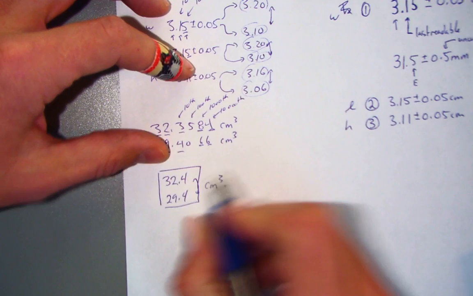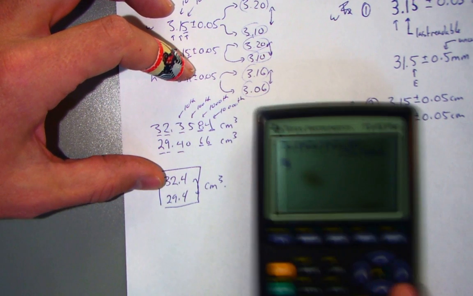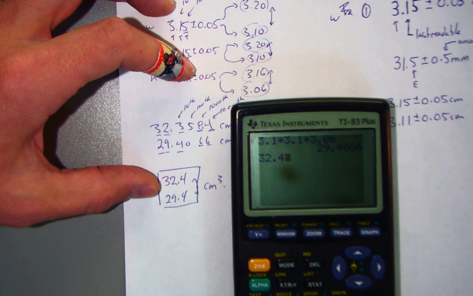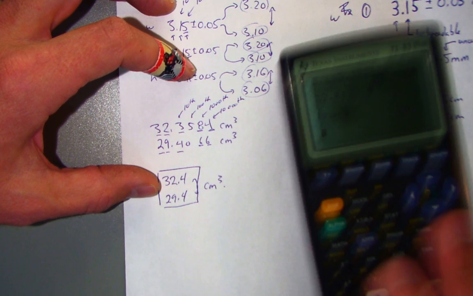So before we move on to that, let's just see what we would do with this number. If I have a range like that, I would find the center of that range, so 32.4 plus 29.4, and this is just a simple average, divided by 2, gives me 30.9.